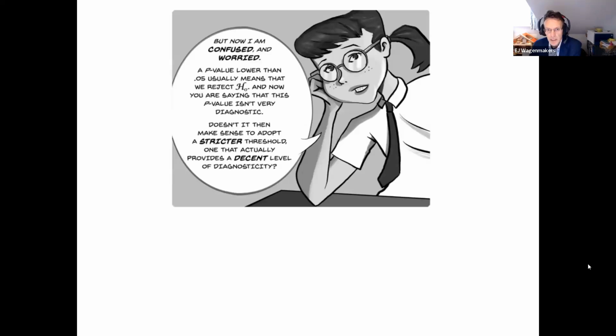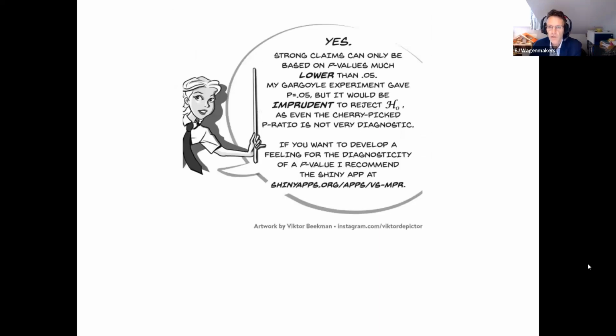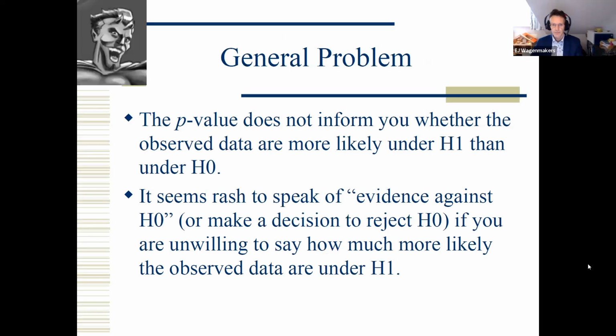So what does this mean? This means that when you have a p-value of 0.05, it actually doesn't mean much in terms of evidence, in terms of diagnosticity. So that's a really big problem. So people have argued for more strict cutoffs, stricter than 0.05. And based on this line of argumentation, I completely agree with that. So it would be very rash and imprudent to reject a null hypothesis based on a p-value near 0.05. Okay. So that's actually what this slide says as well.